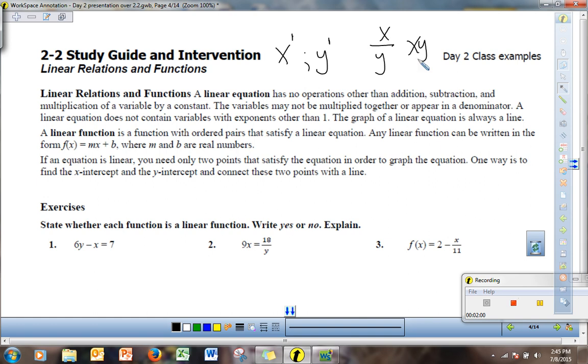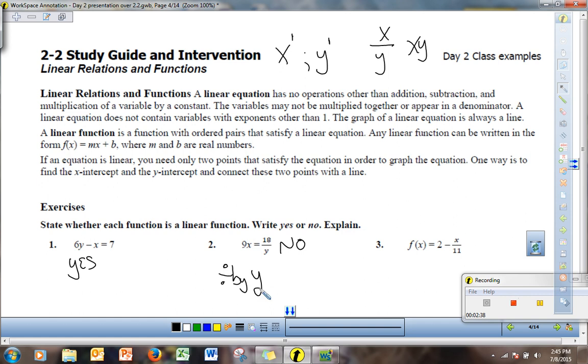So look at your number 1 real fast. I'm going to click through these first 9 pretty quick. State whether each function is a linear function. Write yes or no. Explain if it's not. So number 1, when you look at it, x is to the first, y is to the first. No variables are multiplied together or anything. So yes. When we graph this, it would be a line. If you look at number 2, it's going to be no. This would not be a line. The reason being, we're dividing by the y.